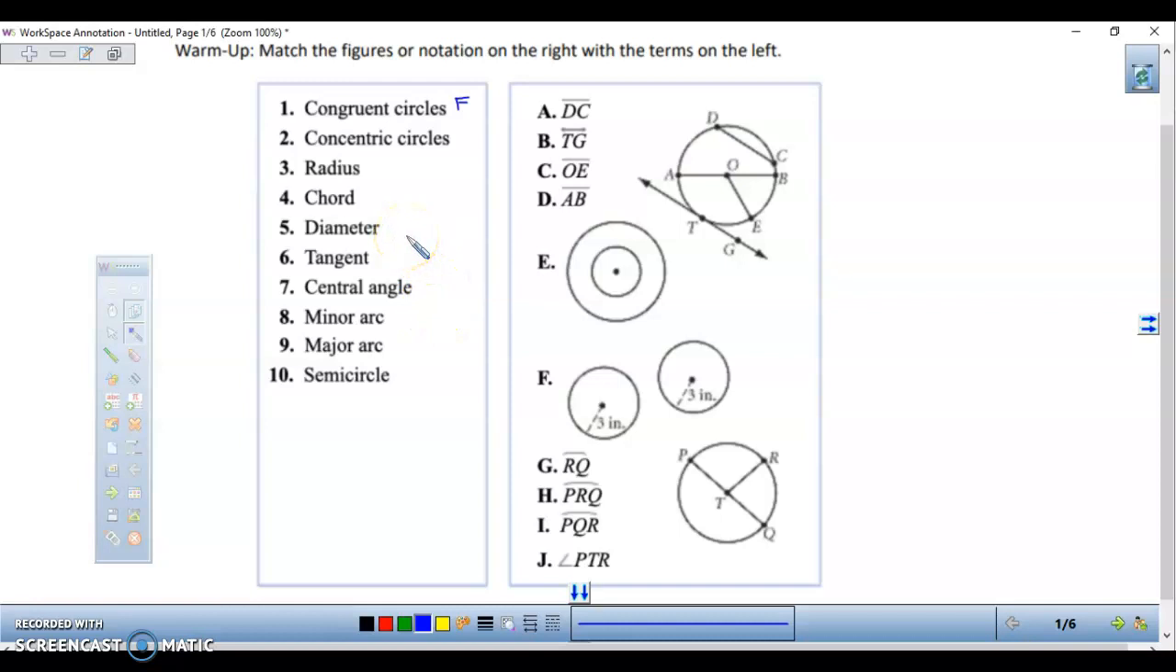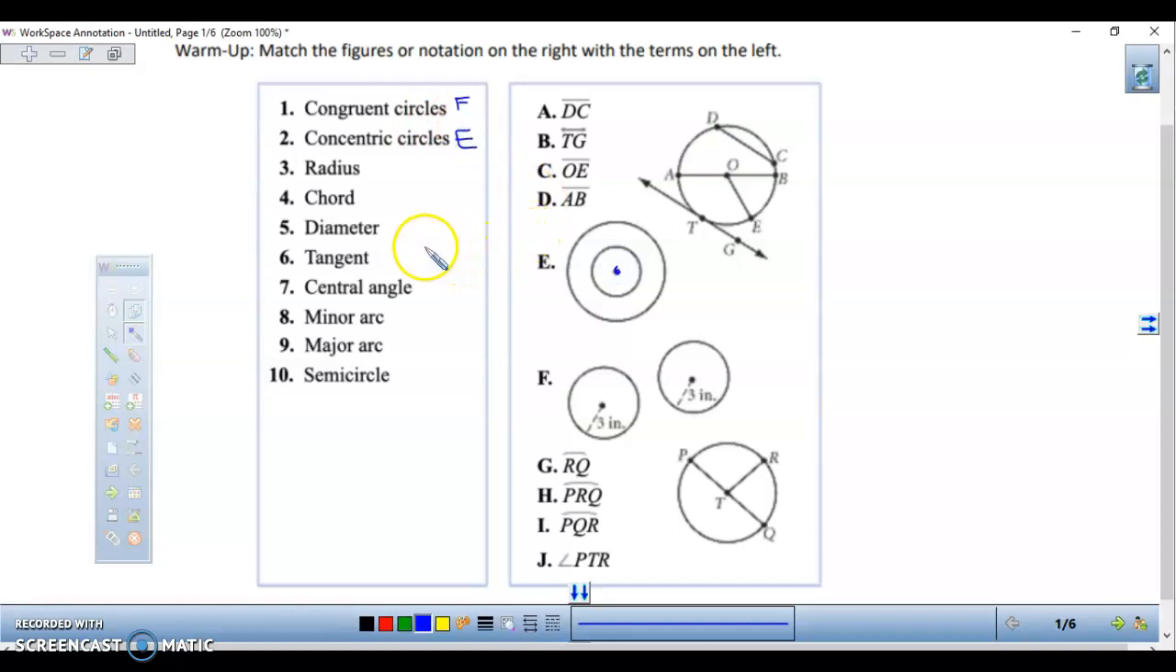Concentric circles by definition are coplanar circles that share the same center. And you'll notice that option E has two circles. You got the smaller inside circle, this bigger outside circle, and they have the same center. So that would be option E.